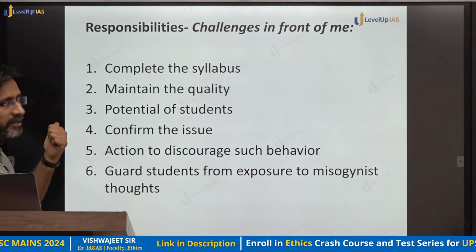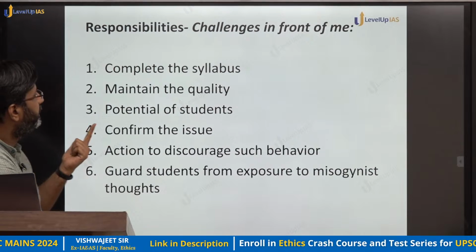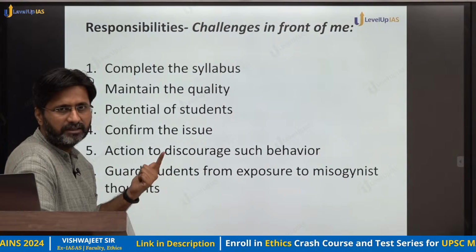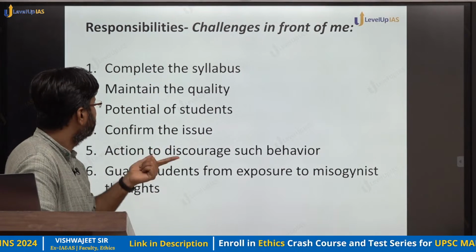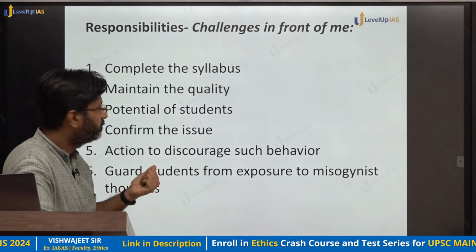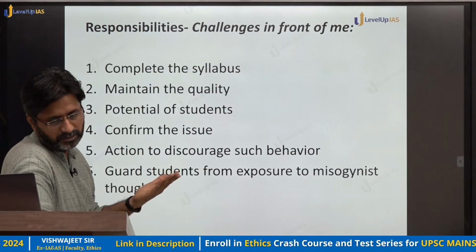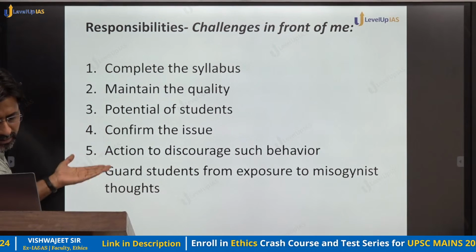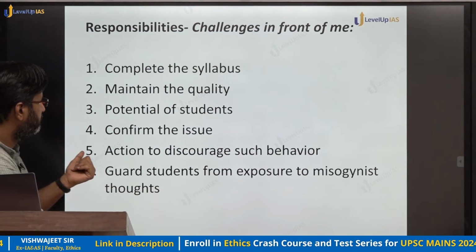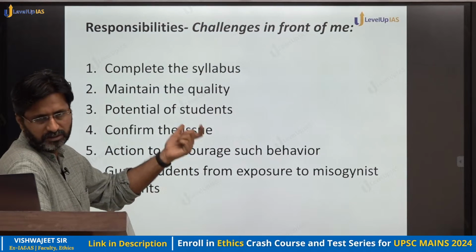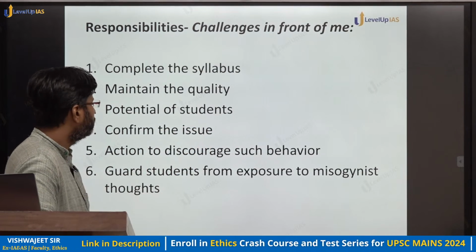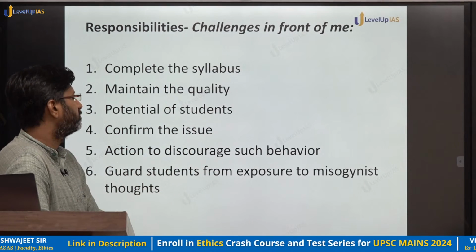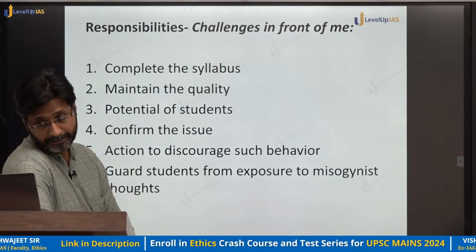What are the challenges? Complete the syllabus, very important. Maintain the quality. As a headmaster, the most important thing for you is to complete the syllabus, maintain the quality, and utilize the potential of the student. Confirm the issue, because this might be just hearsay. Most of the things written in the case studies are true, but as a headmaster, because this is a different issue, you confirm it. Take action to discourage such behavior, there are different actions we'll talk about, and guard the students from exposure to misogynist thought on social media.